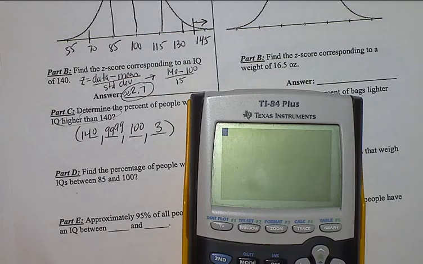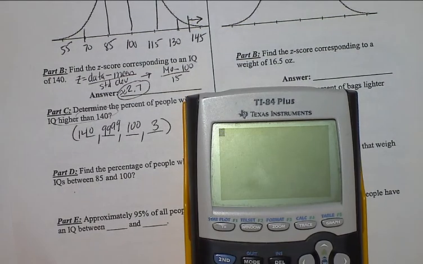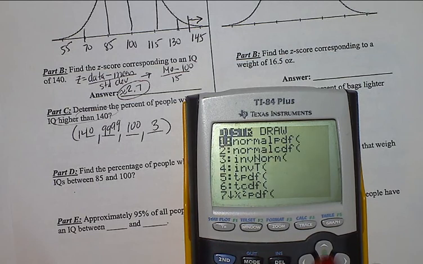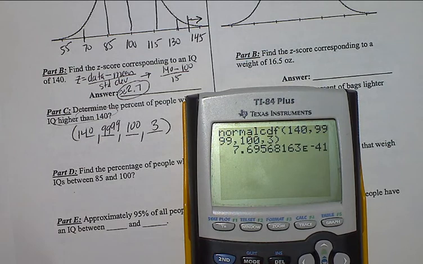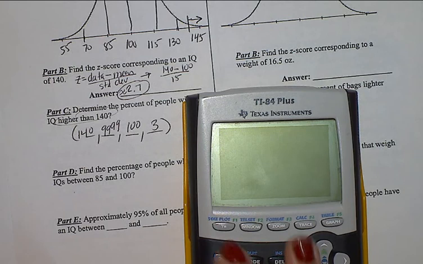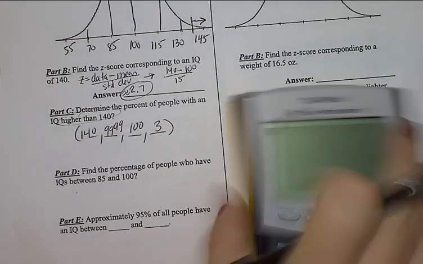How do we do this? It's going to go second. Is it second VARS? Then go to normal CDF. And I'm going to put in 140, comma 999. Did I plug something in wrong? Oh, 15. Thank you so much.